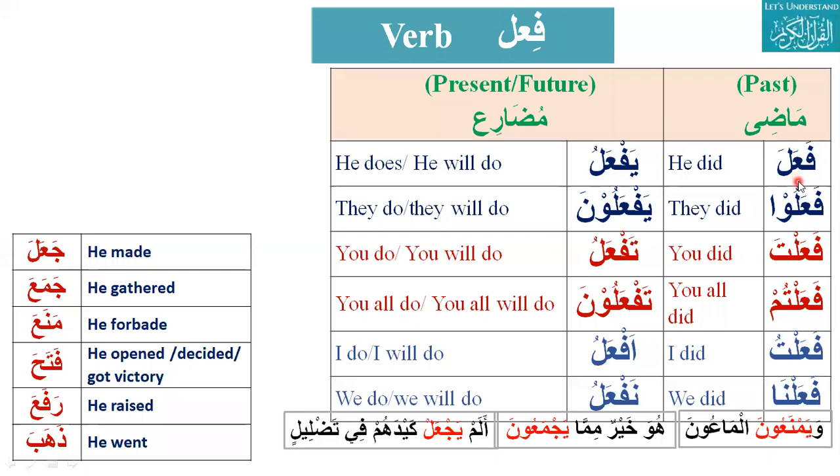Jama'a, he gathered. Jama'u, they gathered. Jama'ta, you gathered. Jama'tum, you all gathered. Jama'tu, I gathered. Jama'na, we gathered. Yajma'u, he gathers or he will gather. Yajma'una, they gather or they will gather. Tajma'u, you gather or you will gather. Tajma'una, you all gather or you all will gather. Ajma'u, I gather or I will gather. Najma'u, we gather or we will gather. Okay, thank you.